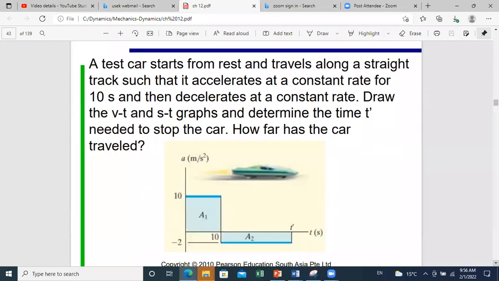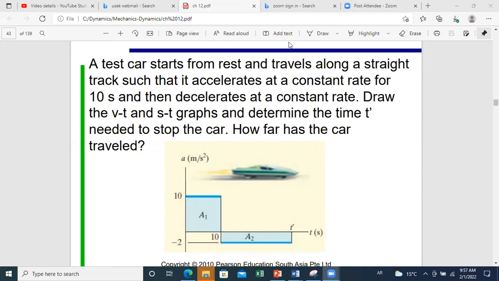In the following problem, a test car starts from rest and travels along a straight track such that it accelerates at a constant rate for 10 seconds and then decelerates at a constant rate for the remaining time. Draw the velocity versus time and position versus time graphs and determine the time t prime needed to stop the car. How far has the car traveled? So I'll do both methods here, analytical and graphical, and we'll compare them.